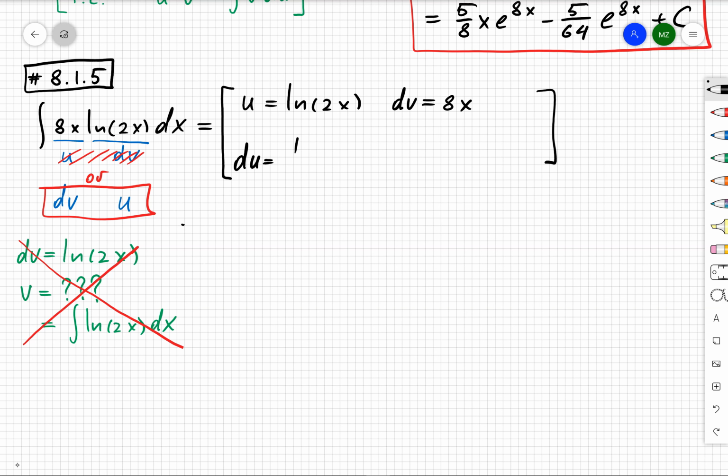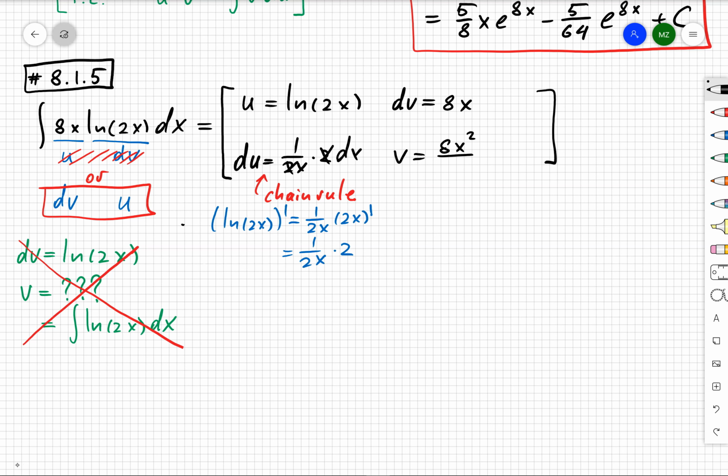And since u is equal to ln of 2x, then applying the chain rule and remembering that the derivative of ln is 1 over 2x, I need to take the derivative of 2x inside, so I'm going to obtain that the derivative is equal to 1 over 2x times 2x prime, or in other words just 1 over 2x times 2, so 2 and 2 will get cancelled, so that's why du is equal to 1 over x dx. And finding v, I just need to integrate 8x, and if I integrate 8x and use the power rule, I will get 8x squared over 2, which is equal to 4x squared.